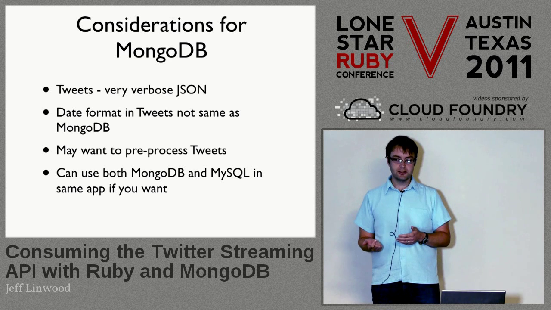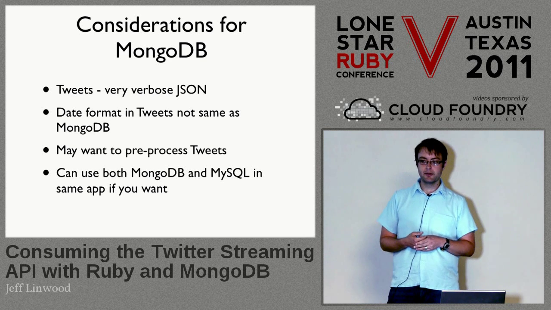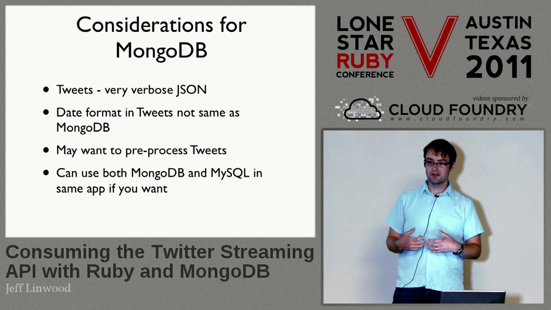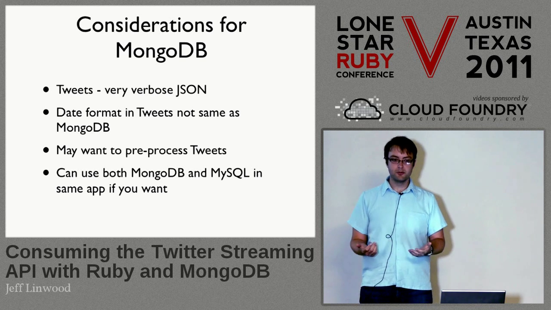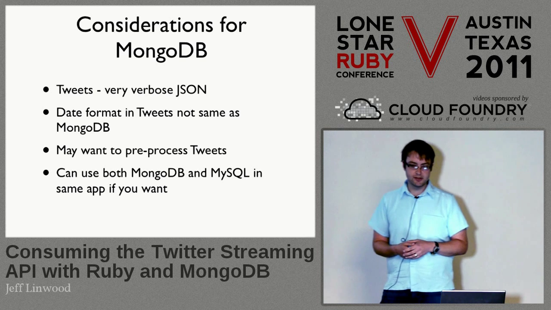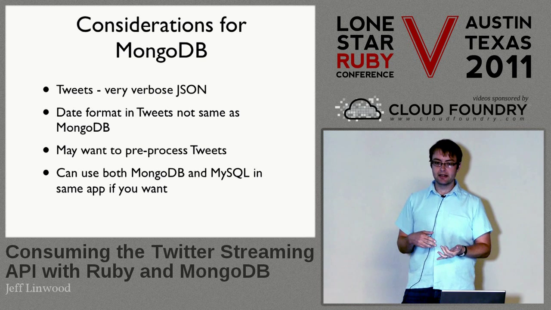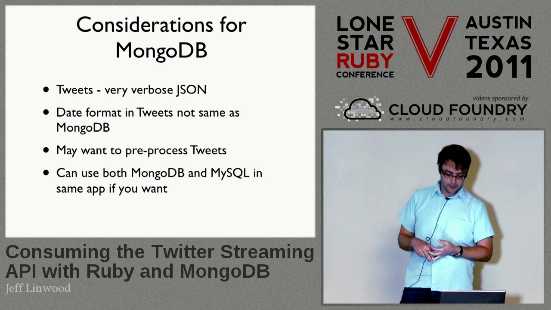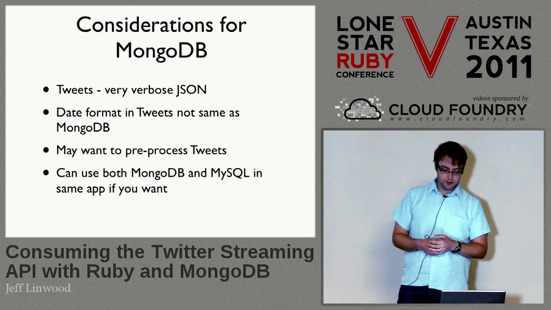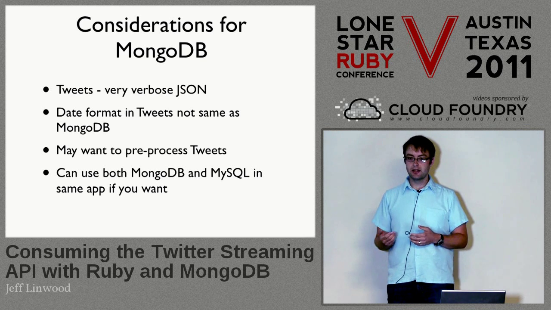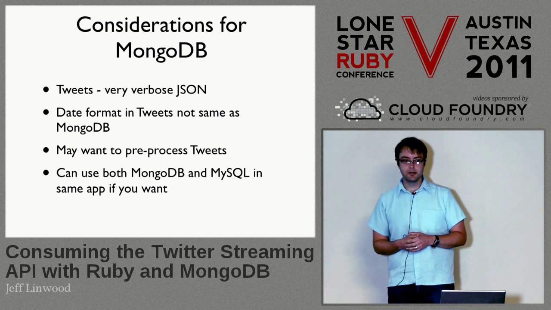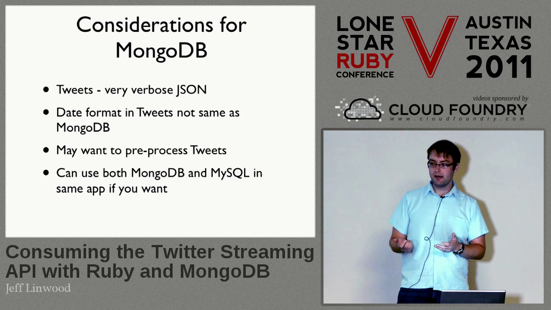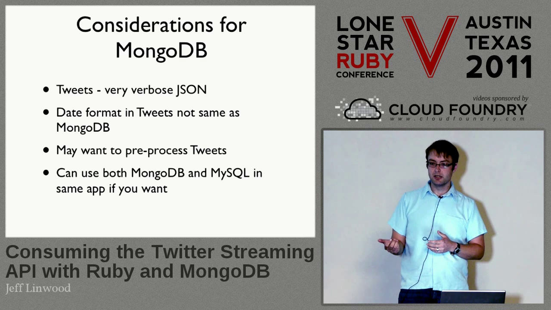You may want to pre-process your tweets if you don't want to fill up your database with a whole bunch of junk, because you're listening to all kinds of crazy stuff. You may want to pre-process them just before you dump them in your database. For instance, I might want to only dump in the user ID and the actual text of the tweet. And last, just because you're using MongoDB doesn't mean you can't use MySQL in the same app. You can certainly build your Rails app using MySQL and then just use MongoDB to store the tweets.